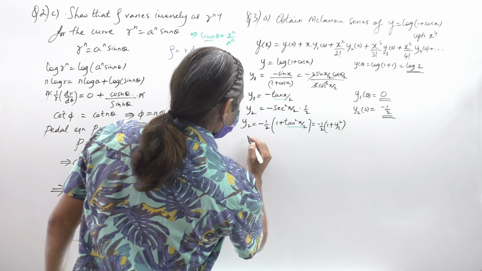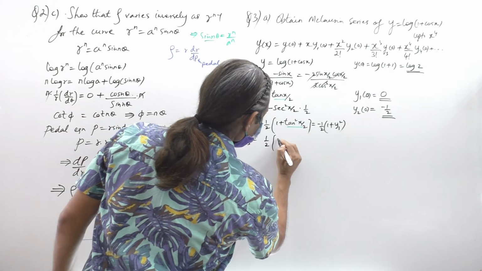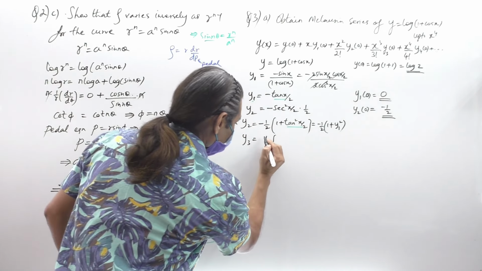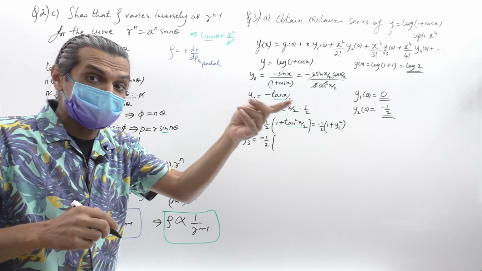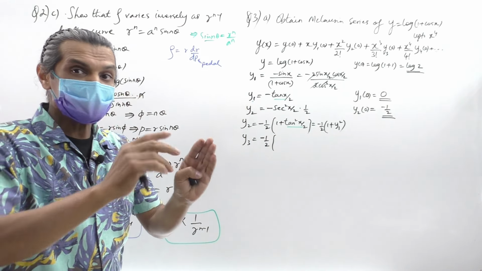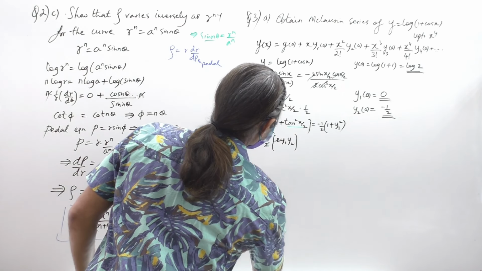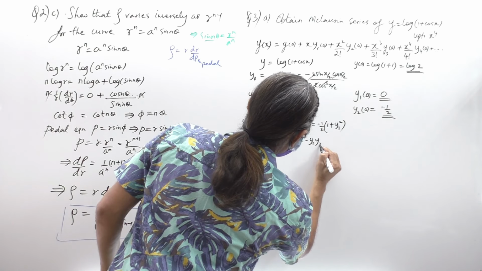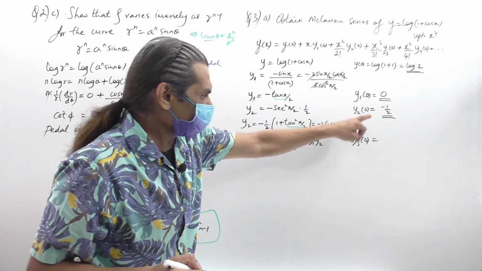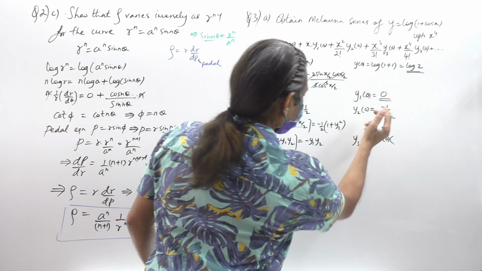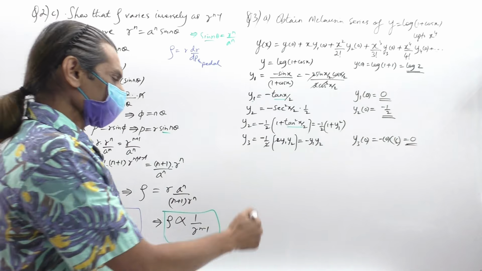Therefore I have this. That means y3 is equal to minus 1 by 2 outside. Differentiation of 1 is 0, and the derivative of y1 square is, by chain rule, 2y1 into y2. So 2 cancels, and this is minus y1 y2. Therefore, y3 of 0 will be, see what is y1? 0. So minus 0 into what is y2? 1 by 2. Anything into 0 is 0. That's it.